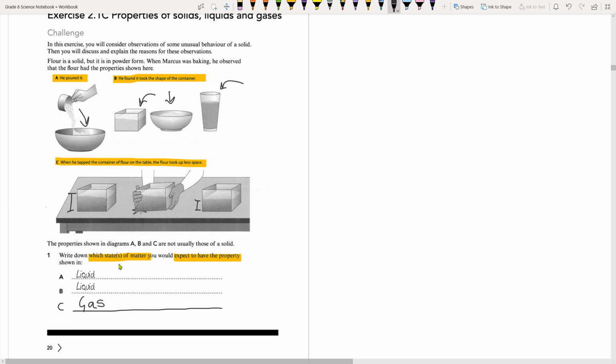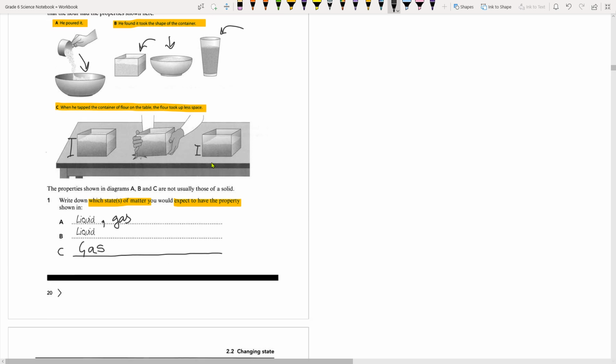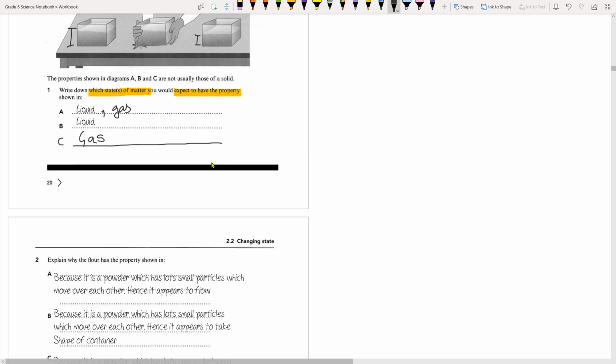Which states of matter would you expect to have each property? Since it is flowing, that is liquids or gas. A state or states? It should be gas as well over here. For B, it can take the shape of the container. That is usually found in liquids. Gases actually also do the same, but since it's an open container, only liquids would do this. Gases would need to be contained. And for property C, which is compression, that is only depicted by gases. So solids are not to be discussed over here.